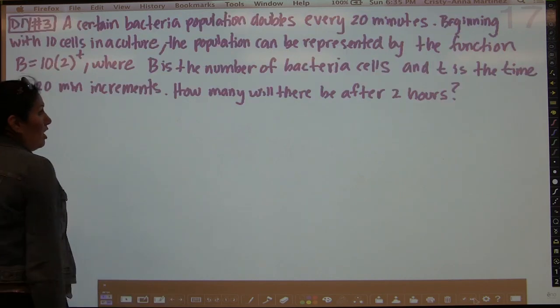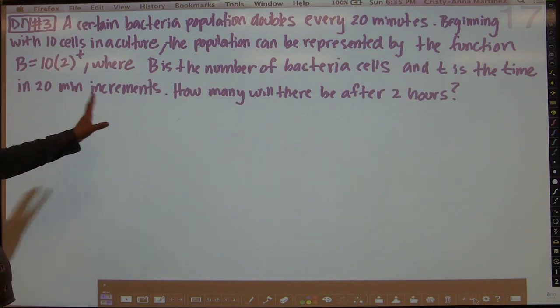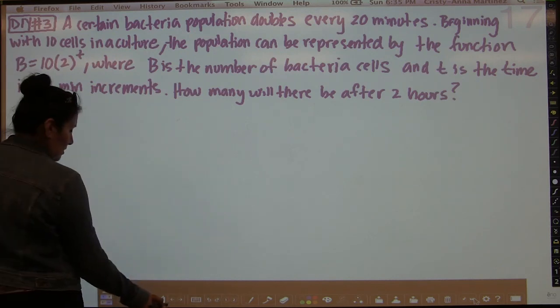All right, so now here we go in do-it-yourself number 3. Now, lucky for you, they didn't actually ask you to graph this one. They're just asking you to answer that question there. So you will do that.